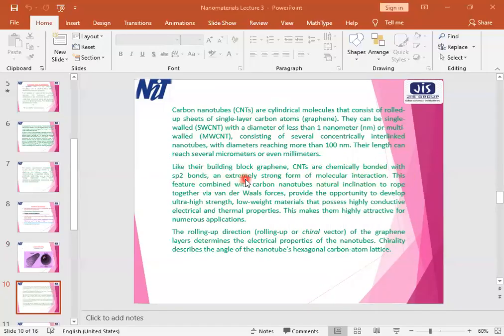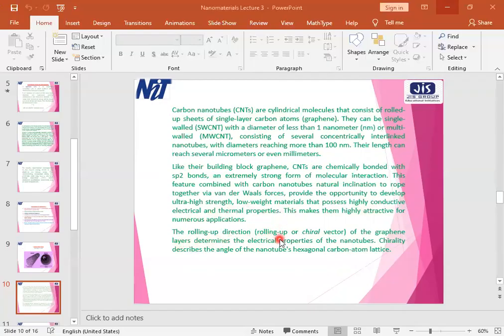Like their building block graphene, carbon nanotubes are chemically bonded with sp2 bonds. In graphene, there is sp2 hybridization. So here also there is sp2 hybridization, an extremely strong form of molecular interaction. Probably you have heard this or learned it in chemistry. This feature, combined with carbon nanotubes' natural inclination to rope together via van der Waals forces, provides the opportunity to develop ultra high strength, this is a very important thing, low weight materials that possess highly conductive electrical and thermal properties.